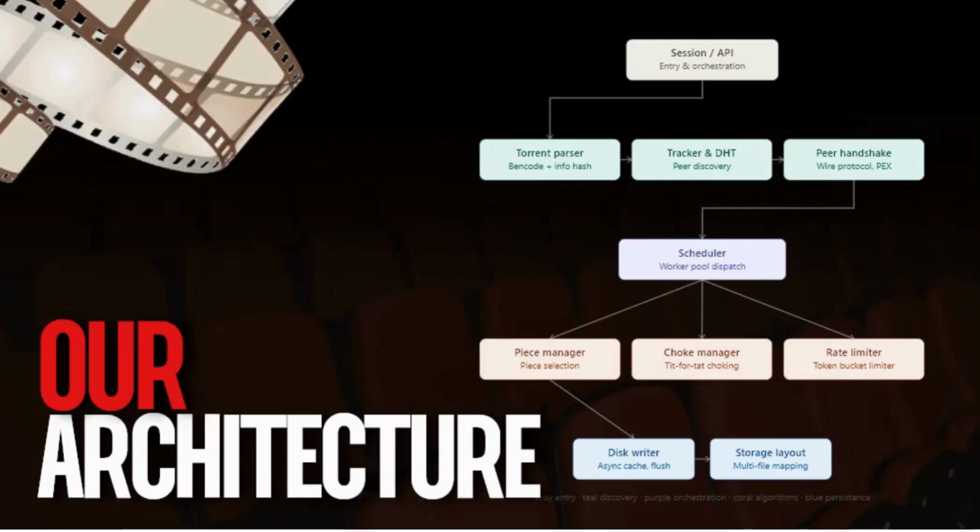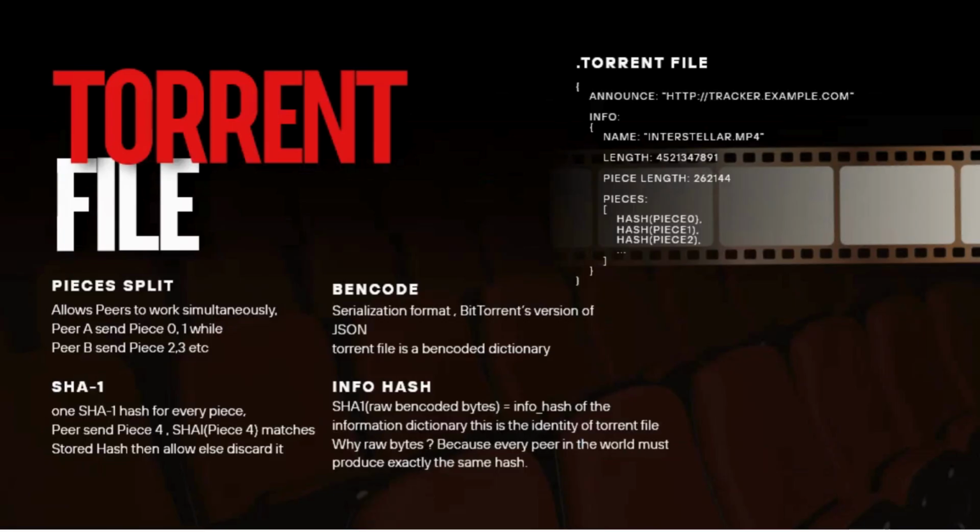This is our architecture. It's pretty simple. So we have a session or an API which calls the torrent parser, which calls a tracker for peer discovery, which creates a peer handshake. Then we go to a scheduler which schedules the piece manager, choke manager, and rate limiter. And after everything is done, after we get our pieces, we deserialize them and then we add them to the storage. So that's the intuition in very layman language.